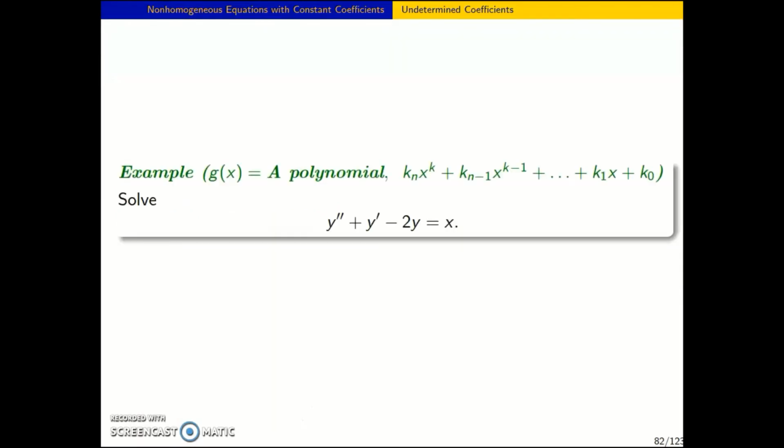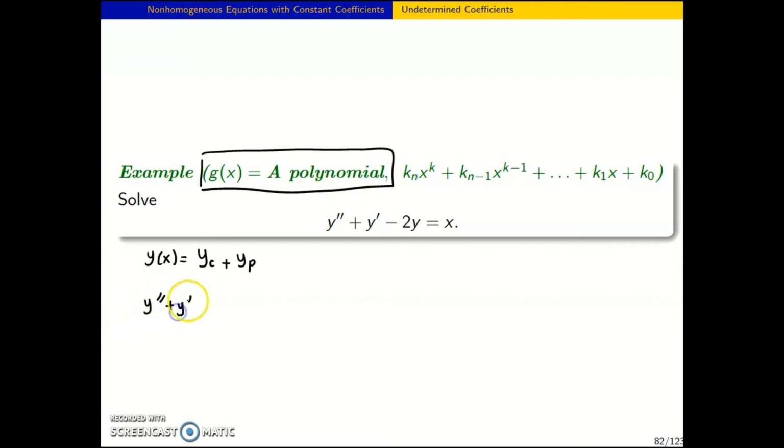Okay, the next part is if g(x) is a polynomial, such that we look at polynomial power 1. Okay, so we have y double prime plus y prime minus 2y equals x. So my general solution will be yc plus yp. Okay, first we want to find yc. Okay, yc is when this equals 0. So I have y double prime plus y prime minus 2y equals 0.